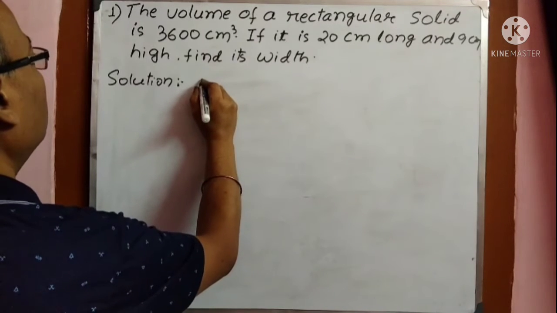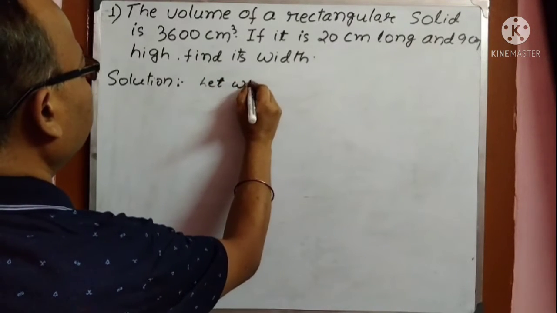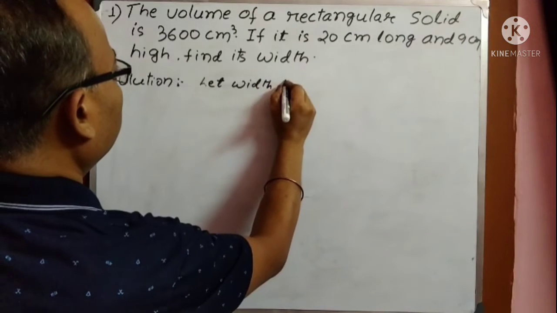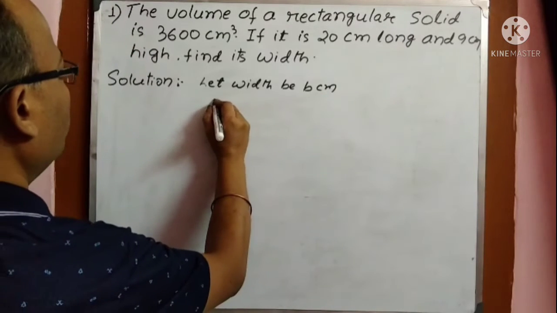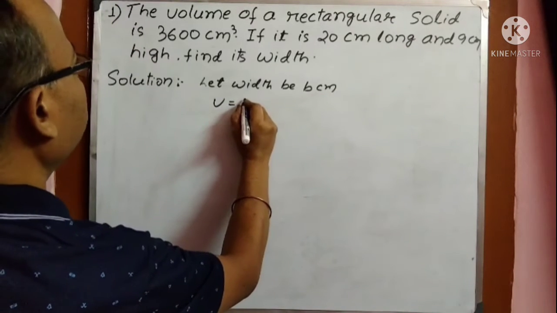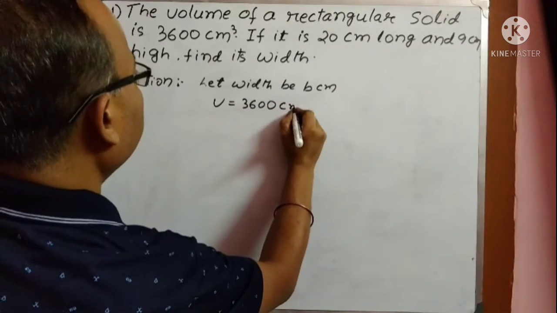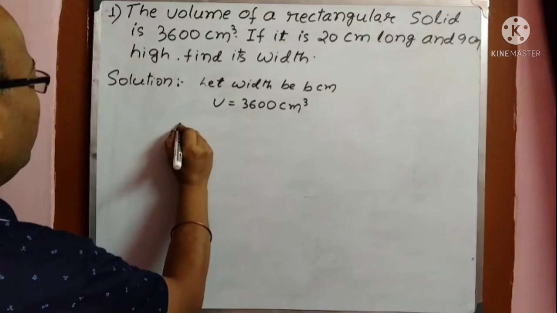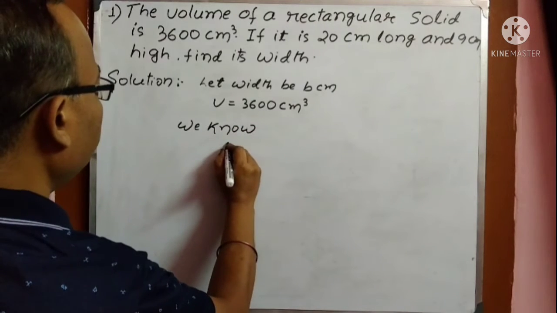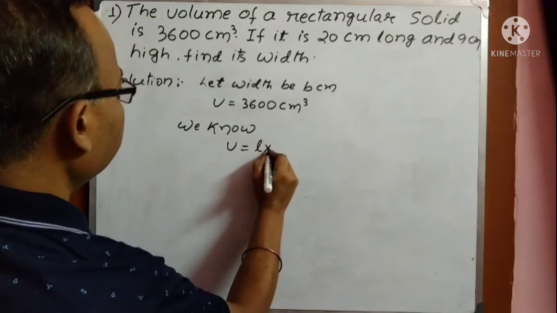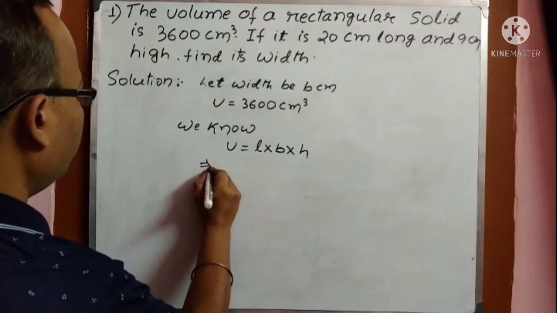So, let the width be, suppose consider, B centimeter. Now, volume is given how much? 3600 centimeter cube. Now, what we know is that volume of a cuboid is length into breadth into height.